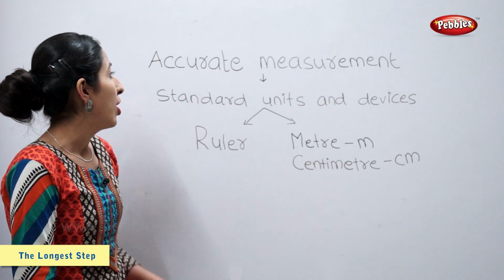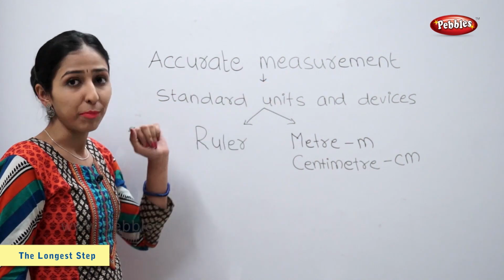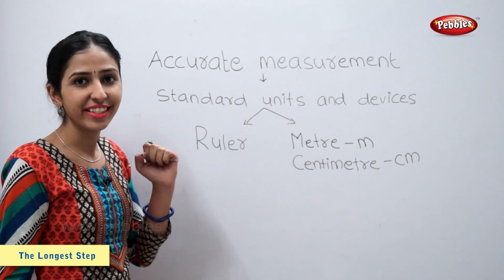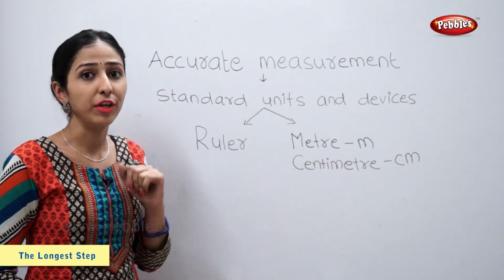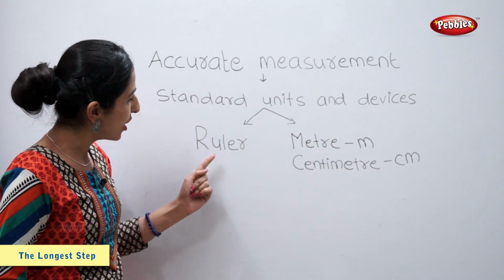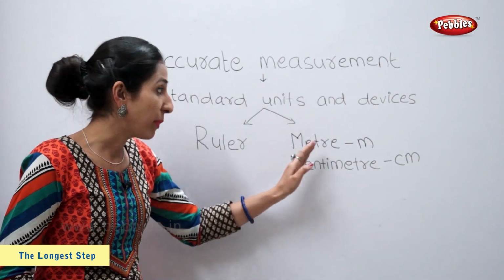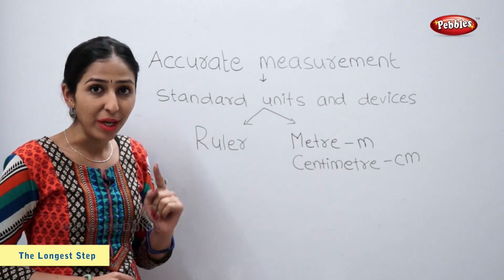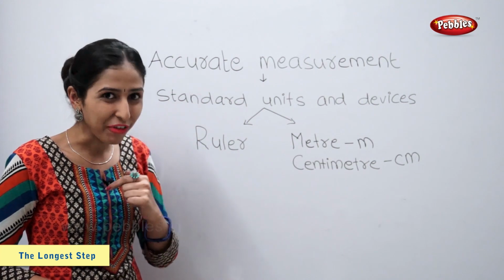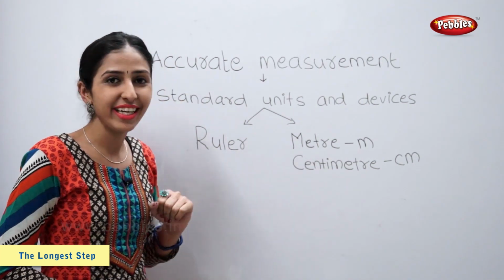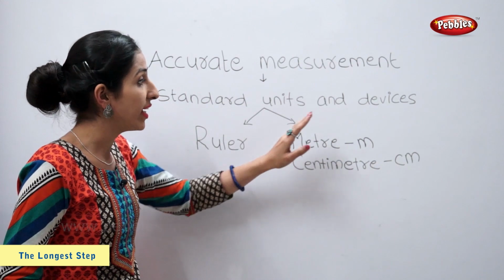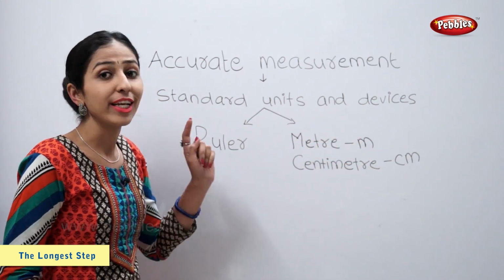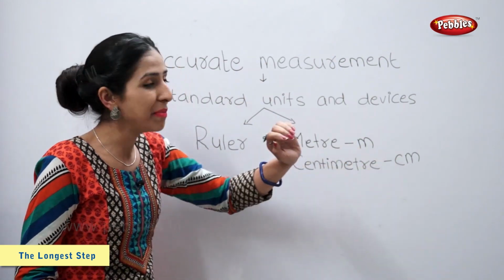Students, for accurate and convenient measurement, we use standard units and devices. For measuring length of an object, we use a ruler. Meter is a standard unit for lengths. For measuring small lengths, we use centimeter. Meter is denoted by m. Centimeter is denoted by cm.